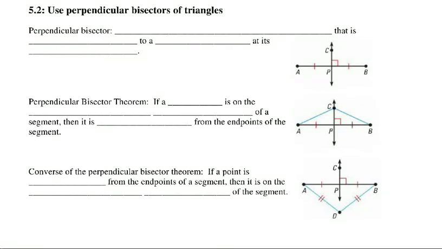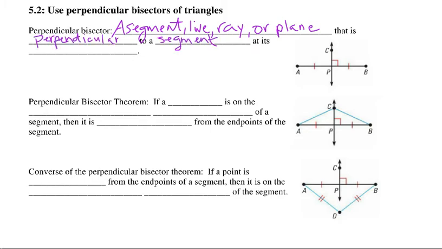In this video, we're going to talk about perpendicular bisectors of triangles and how we will use the different properties about them. So, perpendicular bisector: if you think of the name of it, perpendicular means that it will make a 90-degree angle with something, and a bisector means that it will also cut it in half. So it's a segment, ray, line, or plane that is perpendicular to a segment at its midpoint.